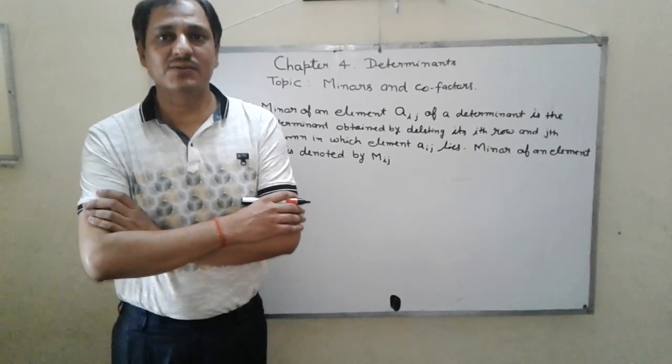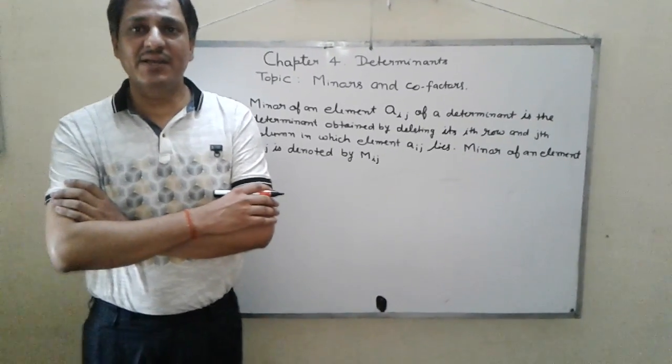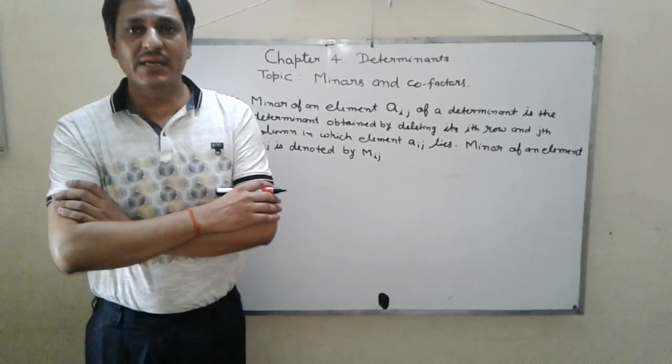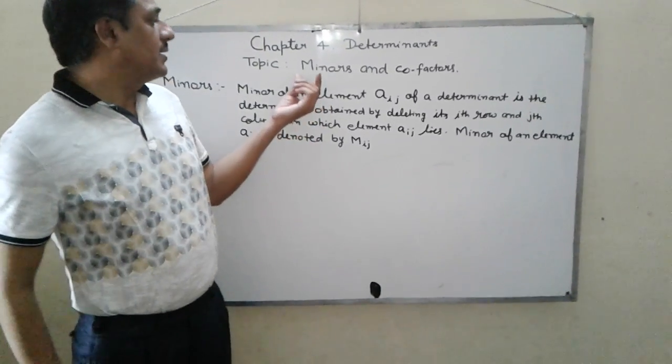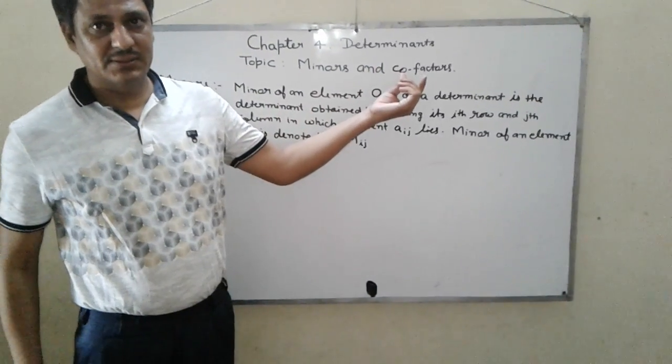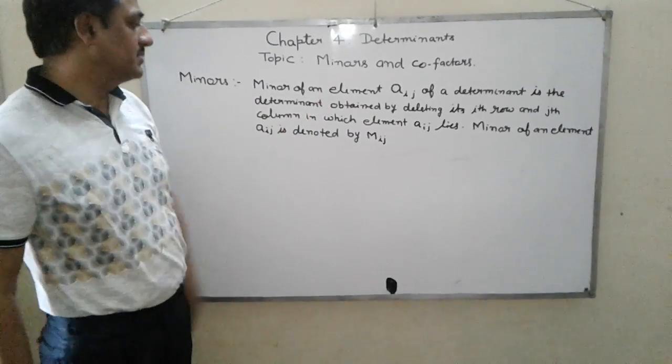In our last class we have already discussed how to find the area of a triangle. But today we are going to take a new topic, minors and cofactors. So let's start with the definition of minor.